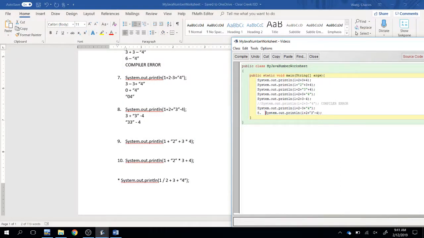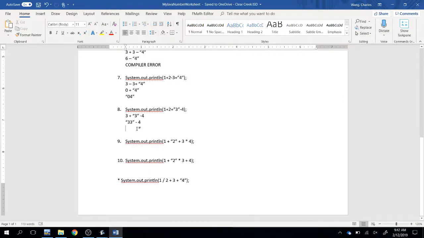Oh, whoops. What's that? Compile. Oh, I used an illegal character. So that's what happens when you try to copy and paste sometimes. All right. Bad operand type for binary operator. This is a compiler error because the compiler caught the error. I'm going to comment that out and write compiler error. And this is compiler error.